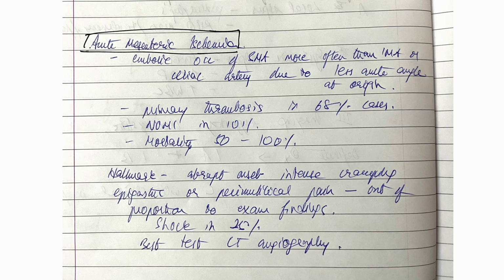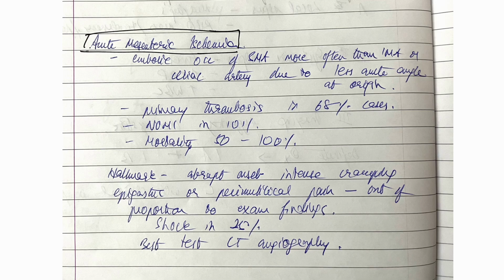Acute mesenteric ischemia is either a thrombosis or an embolism. Embolic occlusion of the SMA is more often seen than of the IMA or celiac. This is due to the less acute angle at the origin. The SMA has a less acute origin than the other vessels. Primary thrombosis in 68% of cases. NOMI, which is non-occlusive mesenteric ischemia, is seen in 10% of cases, and the mortality in acute mesenteric ischemia is 50 to 100%.